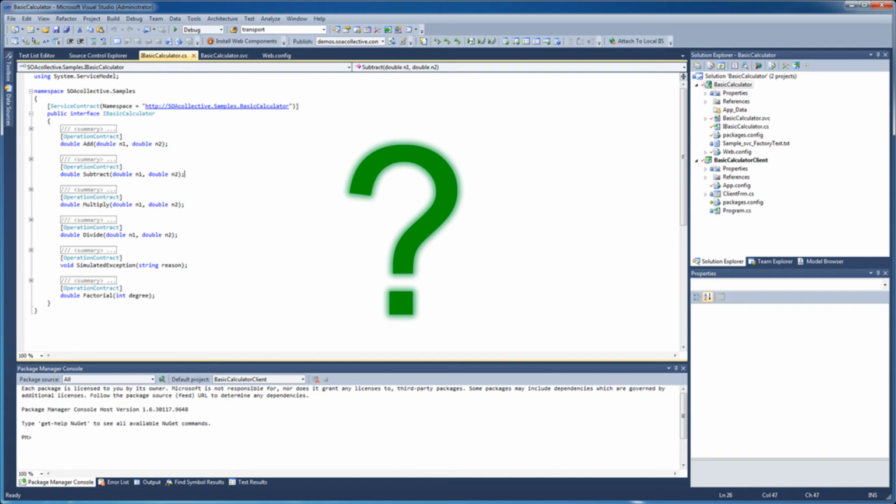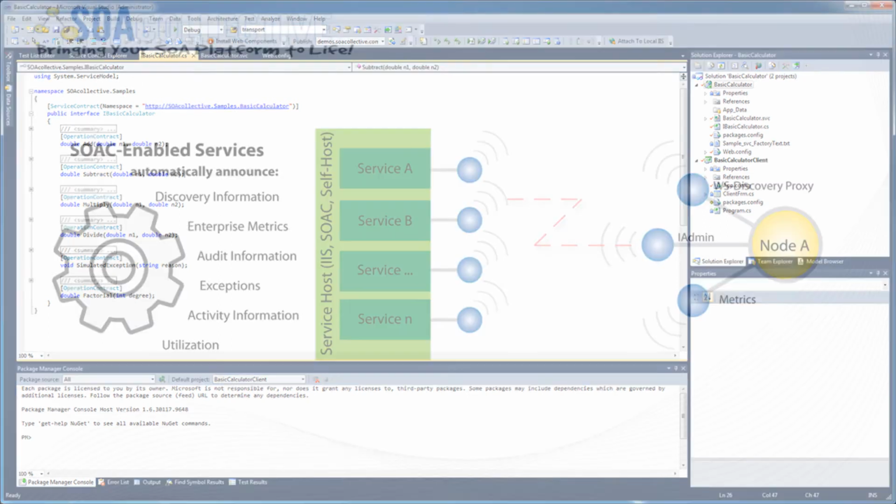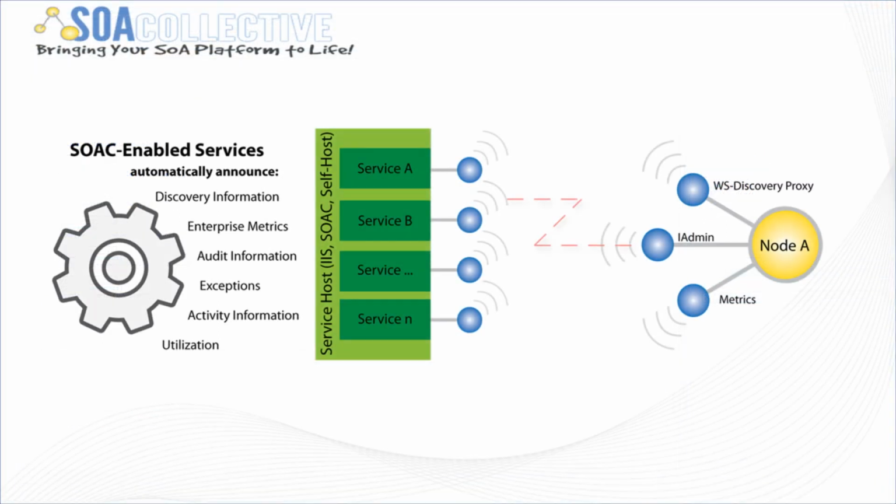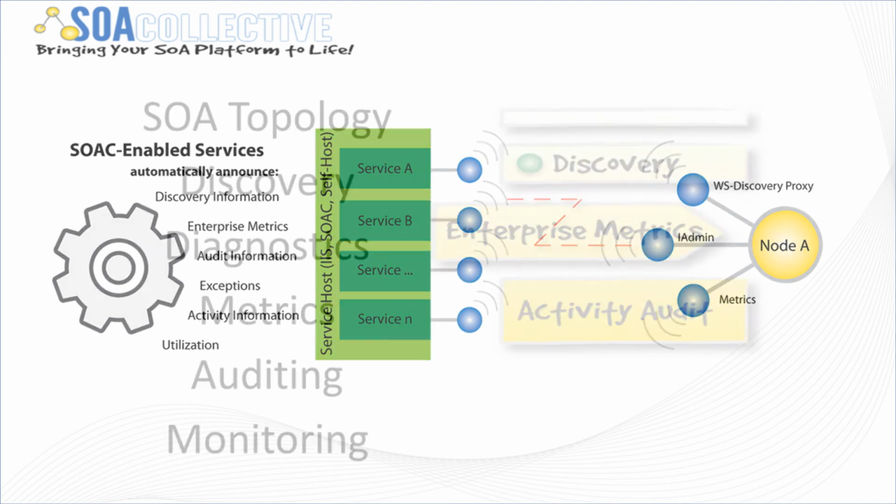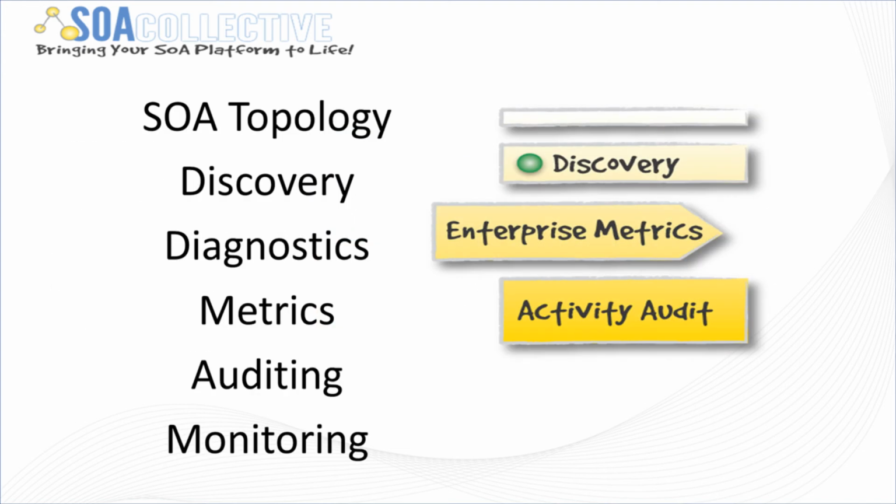What happens when it's not a single service, but 5, 10, or 100 services spread across a dozen servers in your enterprise? All good questions, but in the world of SOA, you'd better have some good answers or you're in for a pretty rough ride. SOAC-enabled services transparently adopt the core functionality that lays the foundation for a rich SOA environment. It really allows you to focus on building your business requirements instead of your SOA infrastructure.